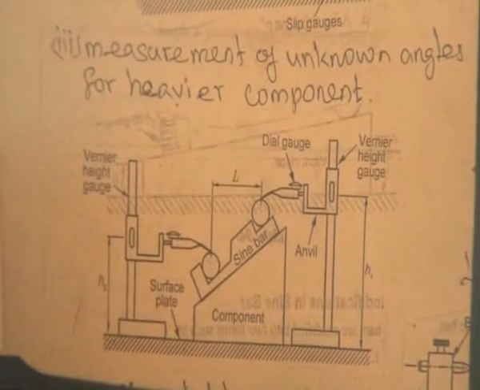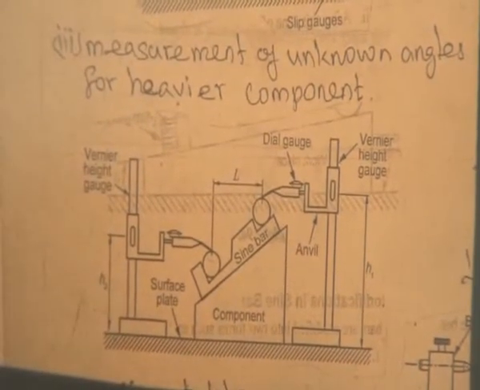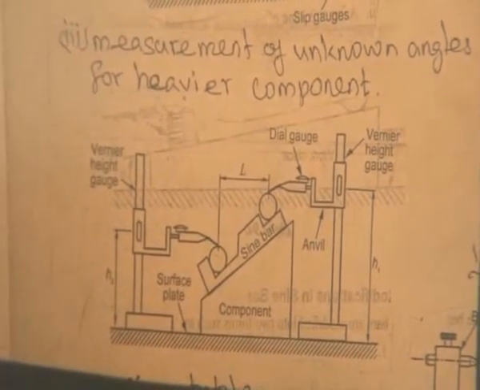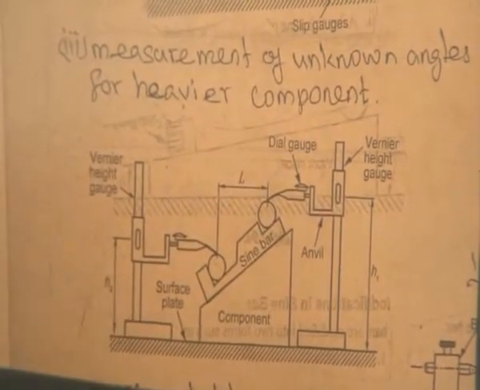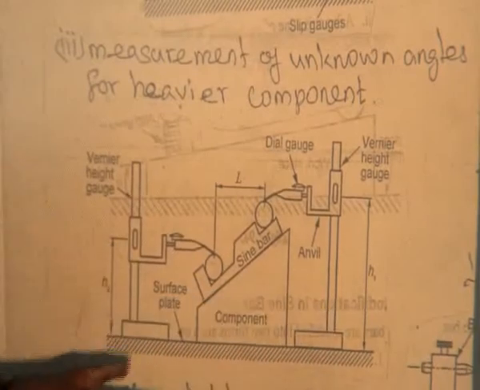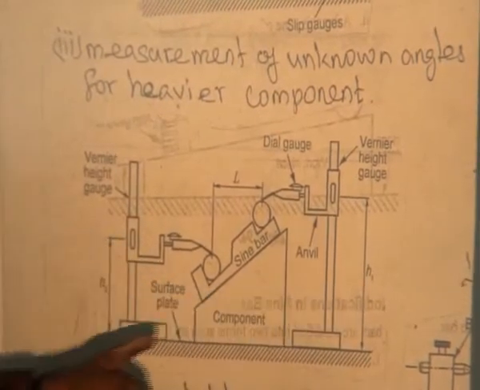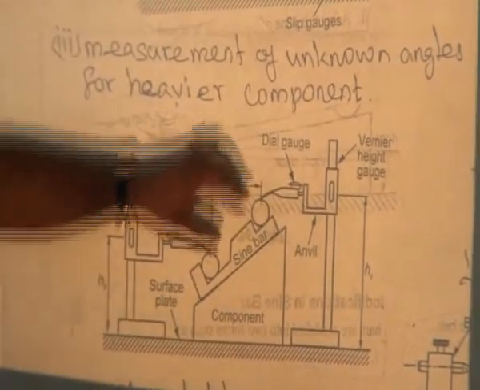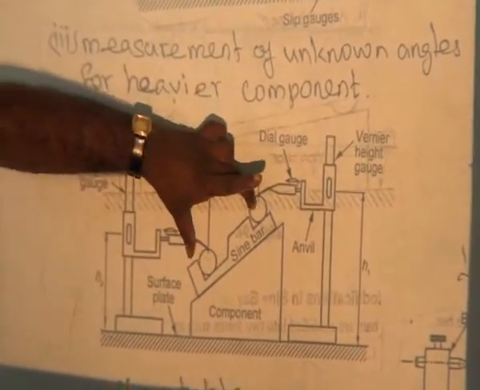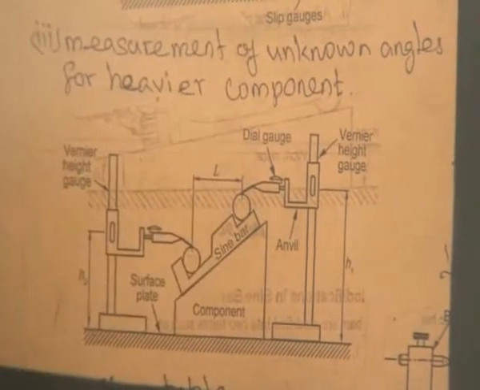So we have to set the component on the flat surface, otherwise we cannot get the angle accurately. On the flat surface we can set the component. Now we are using two vernier height gauges, vernier height gauge 1 and vernier height gauge 2. Then we locate the sine bar in this position. That is the main thing.